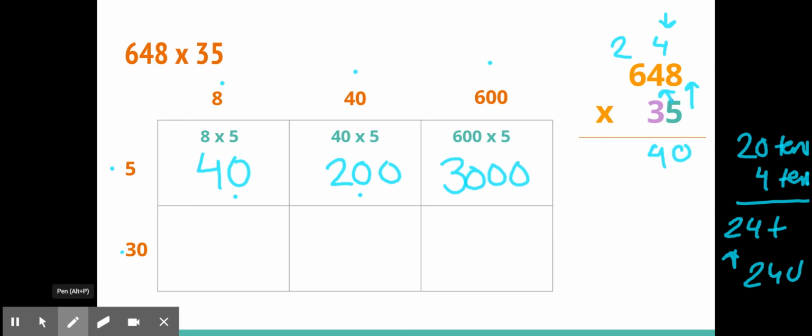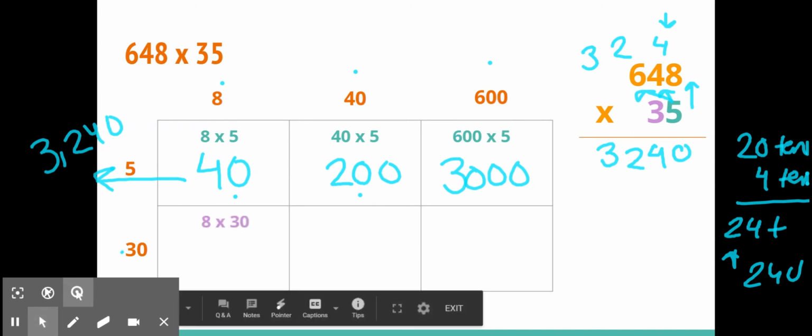All right, I have 5 tens times 6 hundreds. That's going to give me 30 hundreds, plus those 200s from before. That's 32 hundreds, bundling that 30 hundreds into 3,000s right up there. So my first partial product is 3,240. When we add up 3,240, what do we get? We get 3,240. So that first partial product in my standard algorithm is the same one as my first row in my area model. All right, let's go ahead and show all of our partial products for this one.